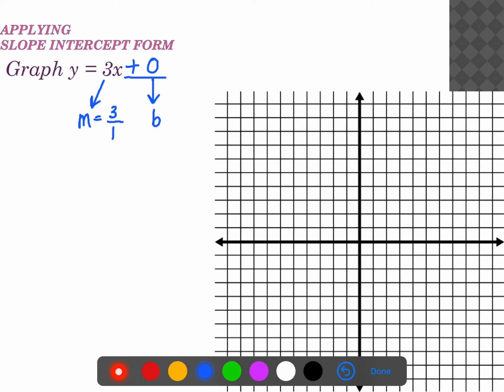Okay, and at the same time, I just made my rise over run. I did 3 over 1. Okay, so I'm going to begin at 0 on the y, which is my origin. And my rise over run has me going up and to the right. So I'm going to go up 3 and to the right 1. Up 3 and to the right 1. Okay. And connect.